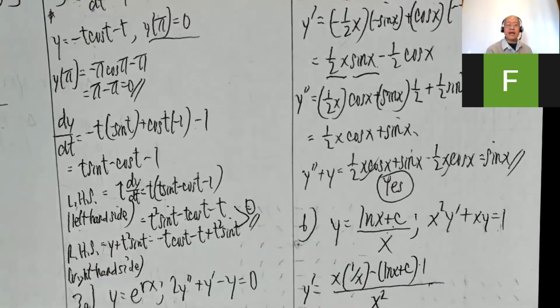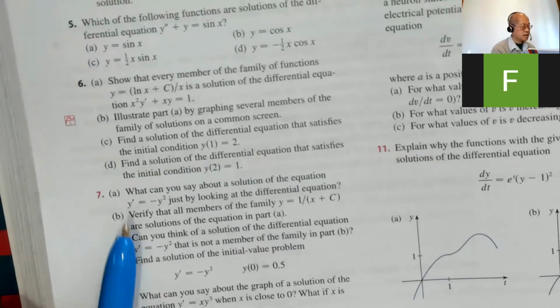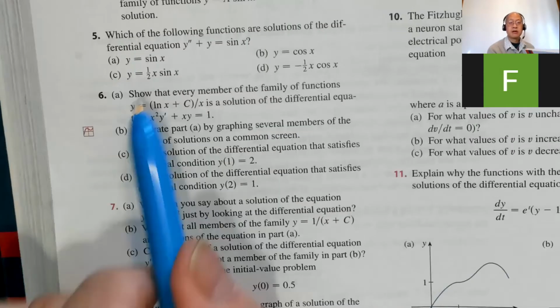Okay, so I did A and D. You do something similar for B and C.